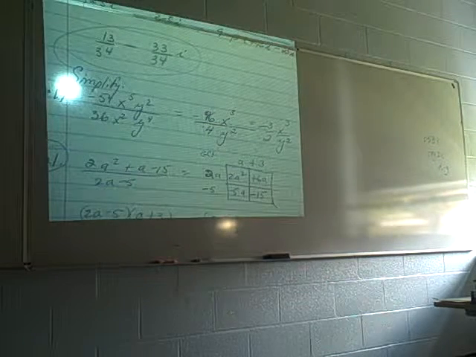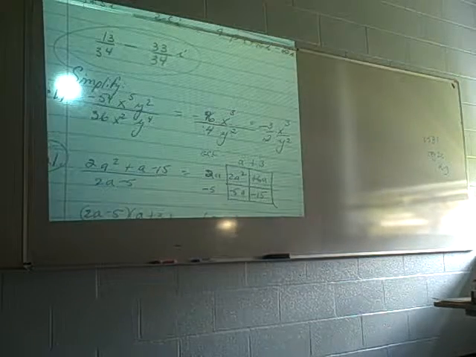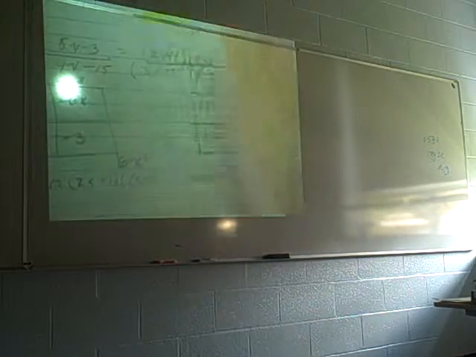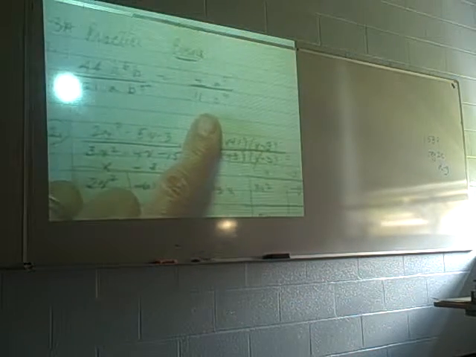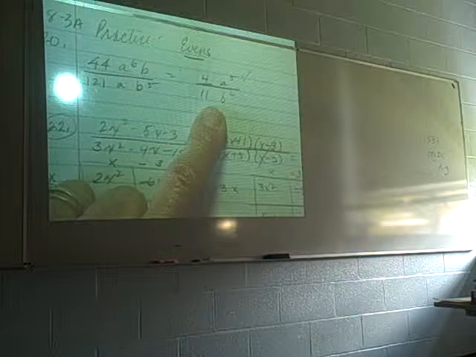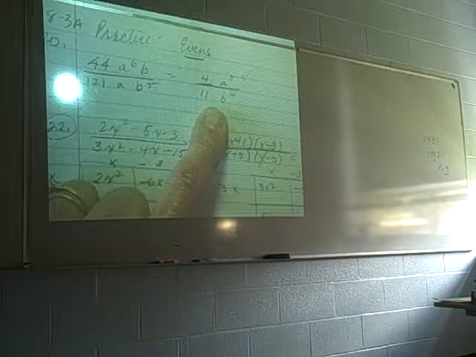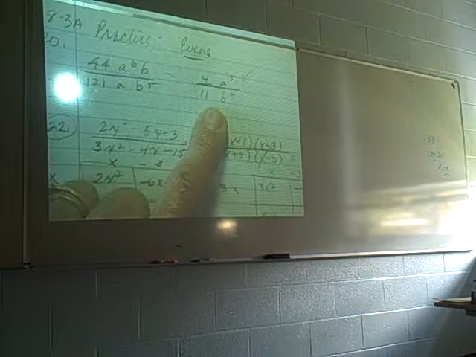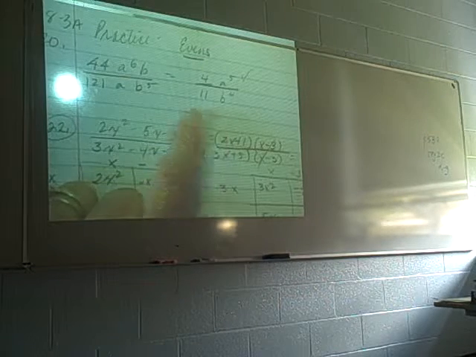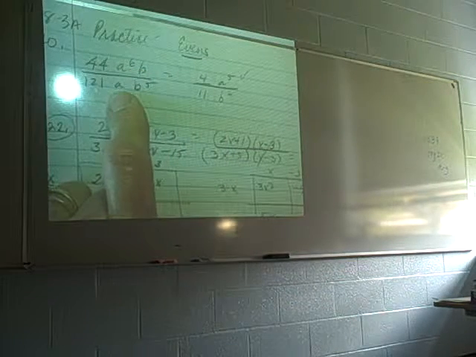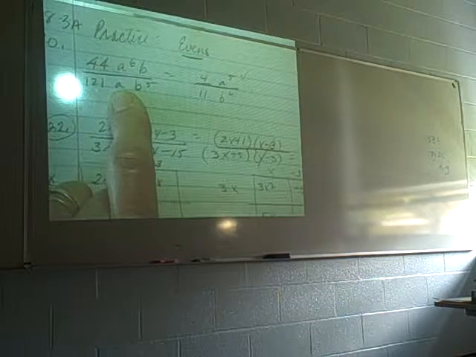All right, so where are we? Back to 20. Okay, 20. Are we good with 4 over 11, a to the 5th, b to the 4th? For number 20, what's the answer? Final answer. I have a to the 6th over a. Remember, I'm subtracting exponents, so it's going to be a to the 5th.